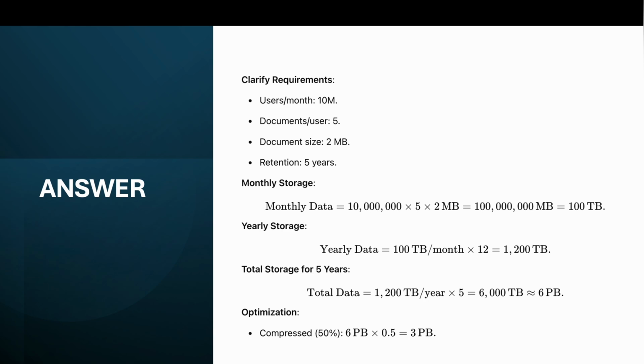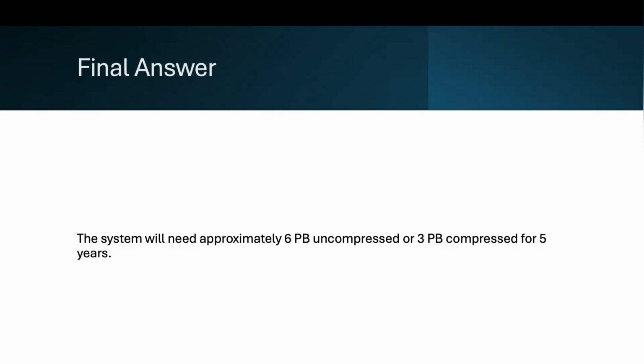Yes, Google Drive, if 10 million users are active and uploading 5 files each, and each file is, let's say, roughly around 2 MB, and for 5 years they need 3 PB of data, right? 3 PB of data, and monthly they need around 100 terabyte of data just to store. So the final answer for the interviewer is, system will need approximately 6 PB uncompressed or 3 PB compressed for 5 years.